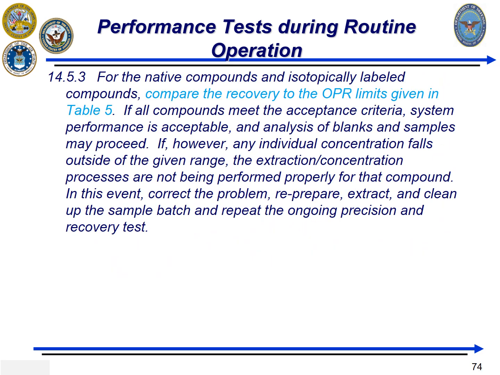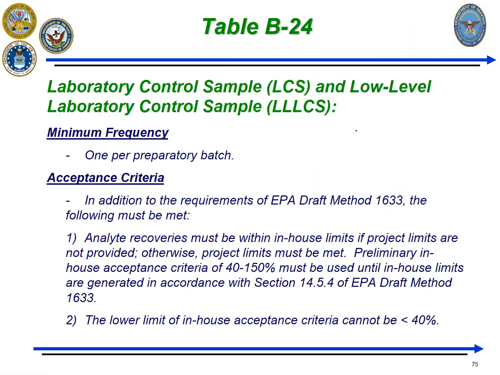Section 14.5.3 states that for native compounds and isotopically labeled compounds, you need to compare the recoveries to the OPR limits given in Table 5, and if they aren't met, you have corrective actions that need to be taken. Again, those limits that are stated in Table 5 are not appropriate currently. They will be appropriate once we have new data in there that has been generated from a multi-lab validation study. So again, you see this is highlighted in blue, stating that we have an additional requirement in Table B-24.